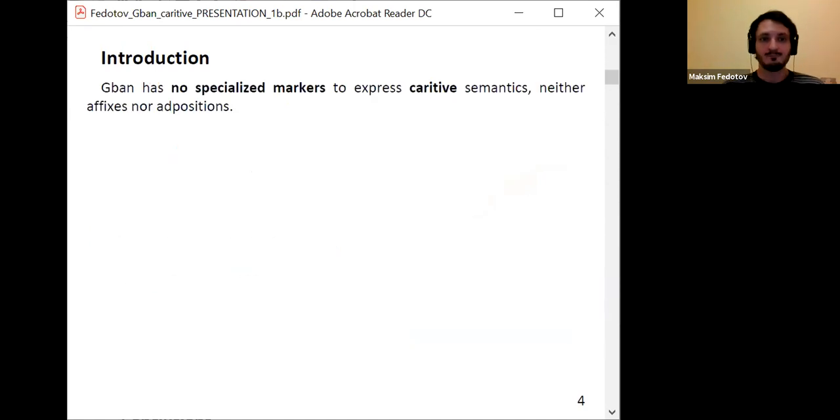Okay, so what do I have to say about expressing caritive in Gban? Well, Gban has no specialized markers to express caritive semantics, neither affixes nor adpositions. The end. Thank you so much. Okay, well, that's not all.